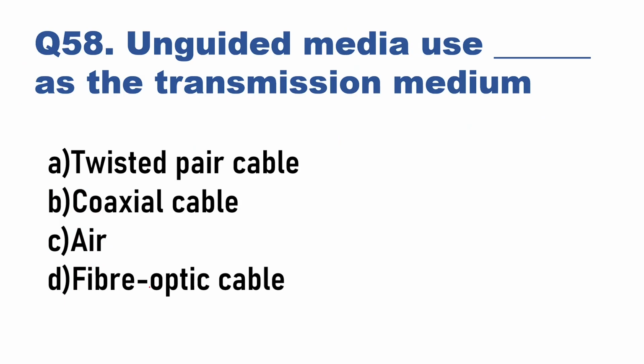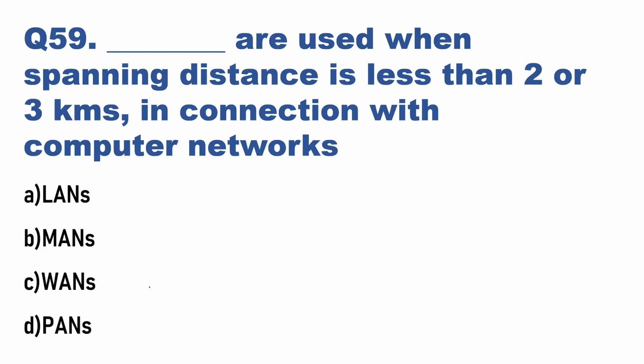Unguided media use dash as the transmission medium. So in unguided media, you don't have any physical wire or cable or fiber between the transmitter and receiver. So it is going to use air. It is wireless communication. It is going to use air as the transmission medium. So here option C will be the right answer. Unguided media use air as the transmission medium. So here you can see option C, that is air, will be the right answer. Then we'll go to question number 59.